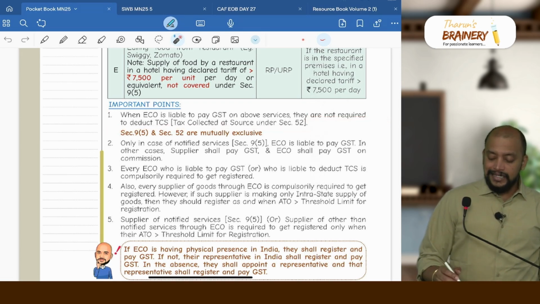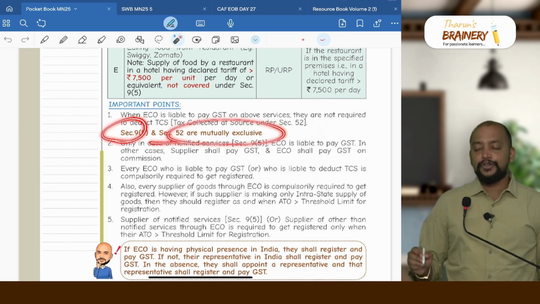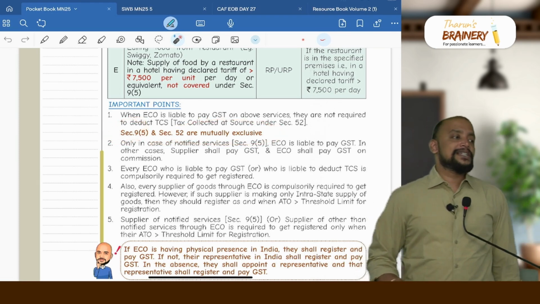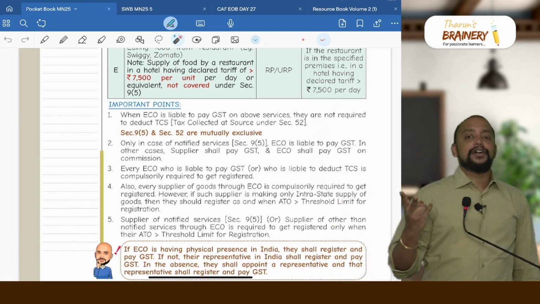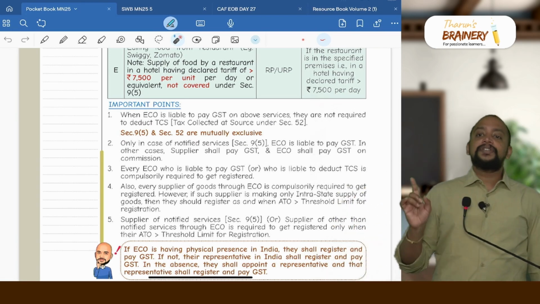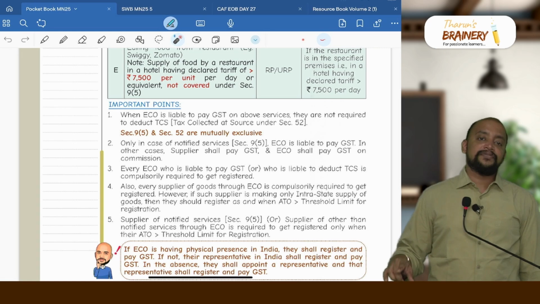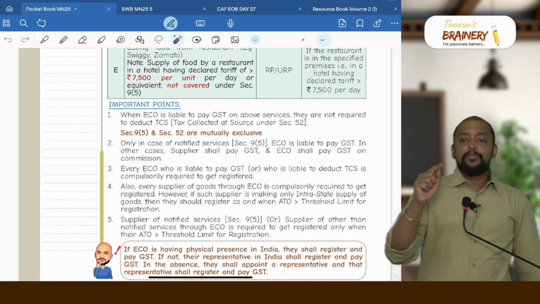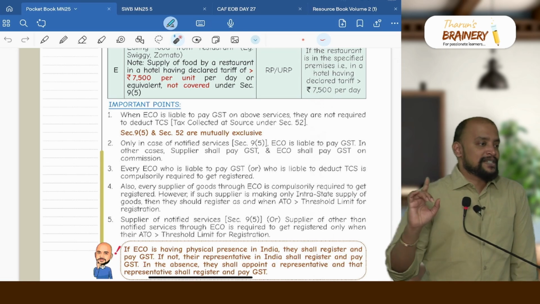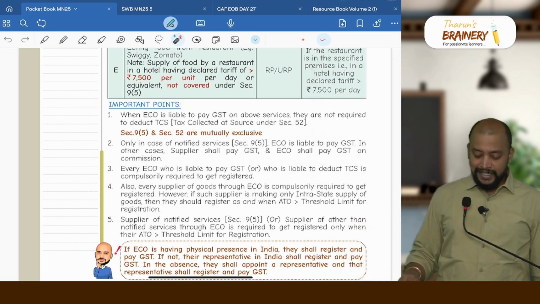Okay, and here we need to remember that section 9 subsection 5 and section 52 are mutually exclusive. The concept of TCS is applicable only for an e-commerce operator that is not covered under 9 subsection 5. If the e-commerce operator is covered under 9 subsection 5, then TCS is not applicable, and the rate of TCS is now amended as 0.5%, that is 0.25% CGST and 0.25% SGST.